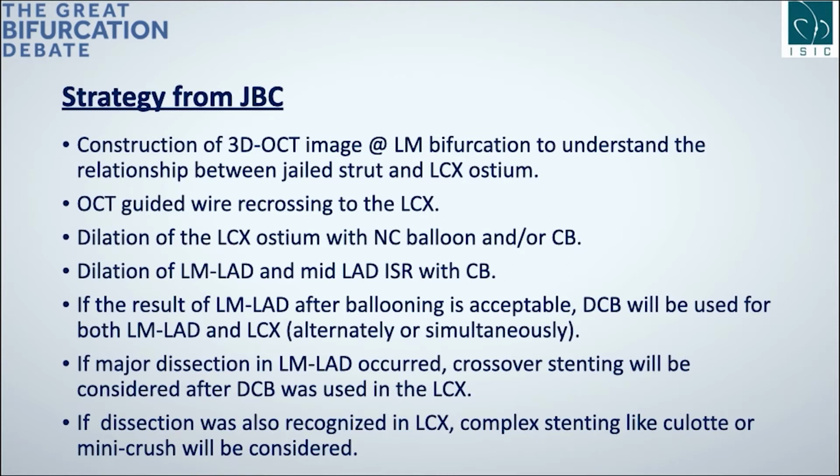If dissection occurred in left main to LAD, we will perform crossover stenting in left main to LAD. And if dissection was also recognized in the circumflex, we will perform long inflation with an autoperfusion balloon to avoid complex stenting. However, if we cannot get optimal coronary flow, we will perform complex stenting like culotte or mini-crush. Thank you for your attention.